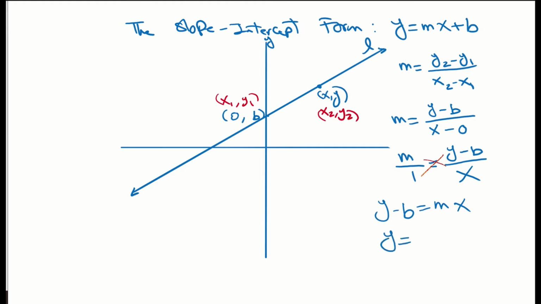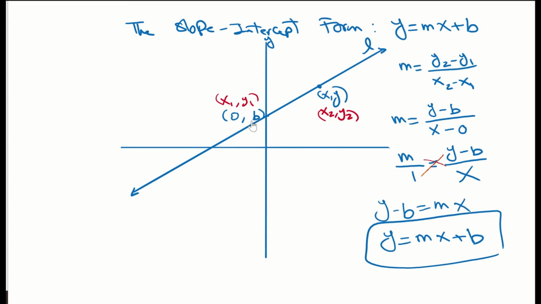And now all we have to do is add b to both sides or move b to the other side, and we end up with the form of interest. So there's no magic where the slope-intercept form comes from. It simply follows the definition of slope itself. So clearly, when you look at this form, m is going to be the slope of the line, and b is the y coordinate of the y-intercept.